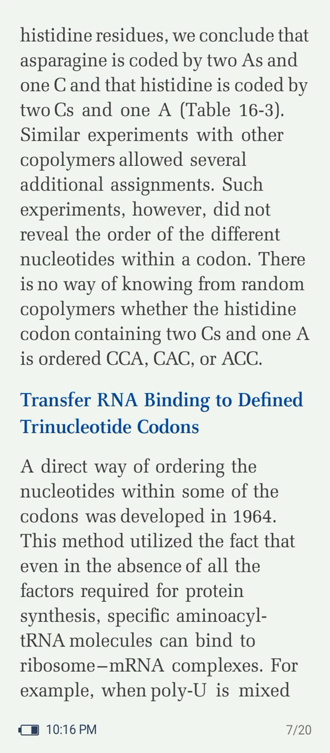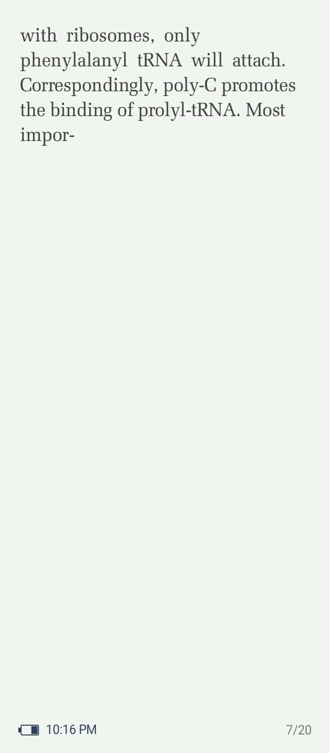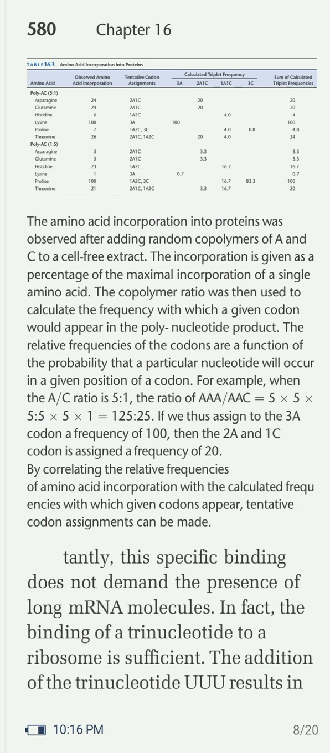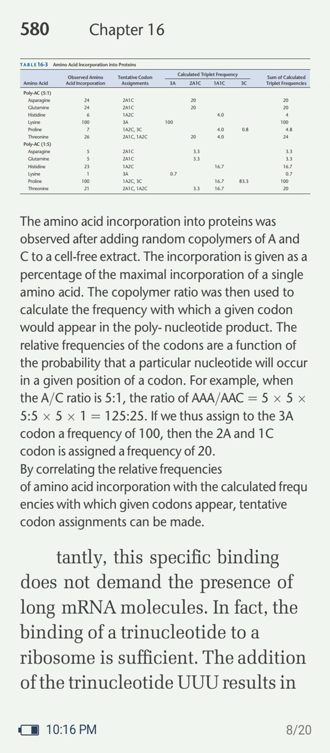Then, transfer RNA binding to defined trinucleotide codons. A direct way of ordering the nucleotides within some of the codons was developed in 1964. This method utilized the fact that even in the absence of all the factors required for protein synthesis, specific aminoacyl tRNA molecules can bind to ribosome-mRNA complexes. For example, when poly U is mixed with ribosomes, only phenylalanyl tRNA will attach. Correspondingly, poly C promotes the binding of prolyl tRNA. Most importantly, the specific binding does not demand the presence of long mRNA molecules. In fact, the binding of a trinucleotide to a ribosome is sufficient.